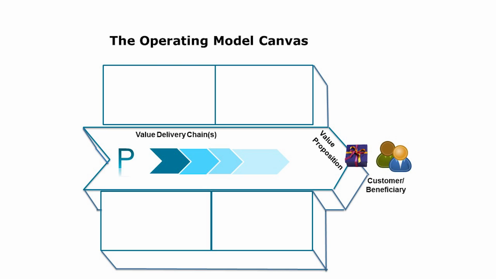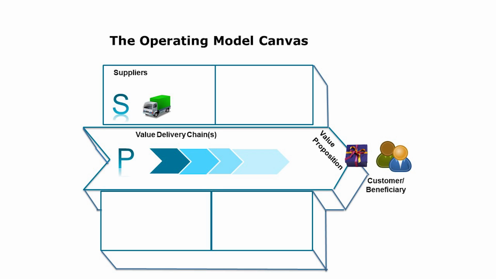Above this middle arrow, there are 2 boxes. And on the left-hand side is the supplier box. The supplier box is for capturing information and thoughts about those suppliers which are particularly important to support the work steps in the value chain, the steps in that middle arrow, with which the organization needs to have some kind of special relationship, which requires some thinking about.